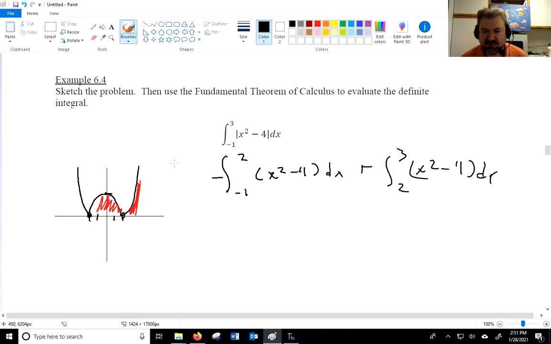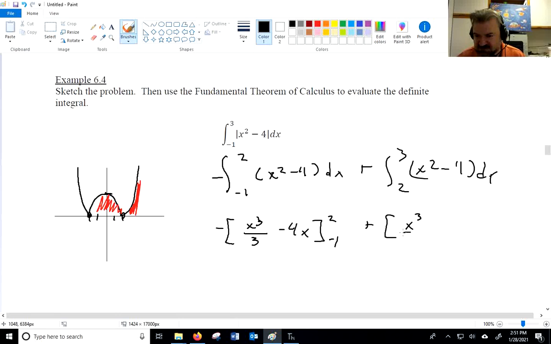All right, so now when we integrate, we get negative, and I'm going to use a square bracket so I can keep track of that. X cubed over 3 minus 4x evaluated from negative 1 to 2, plus the integral of, will be here, x cubed over 3 minus 4x from 2 to 3.